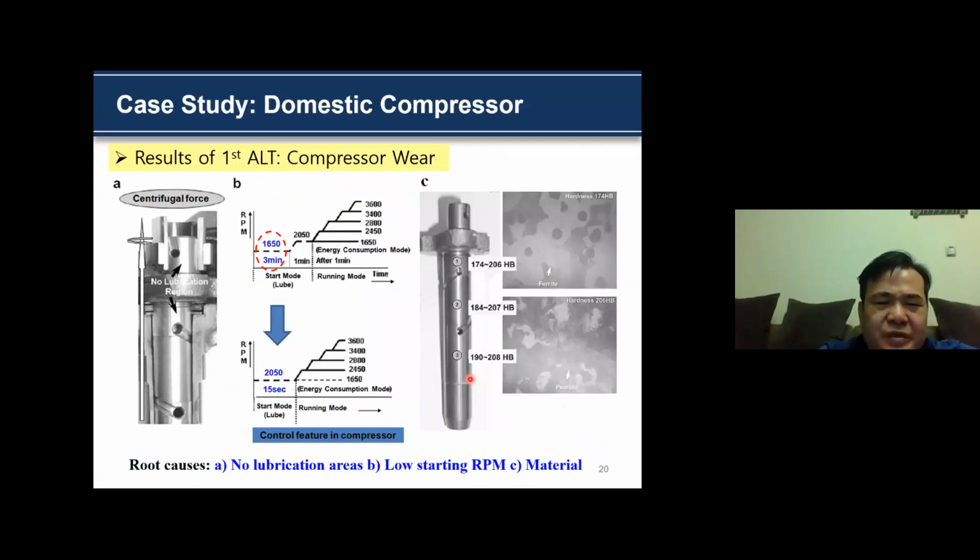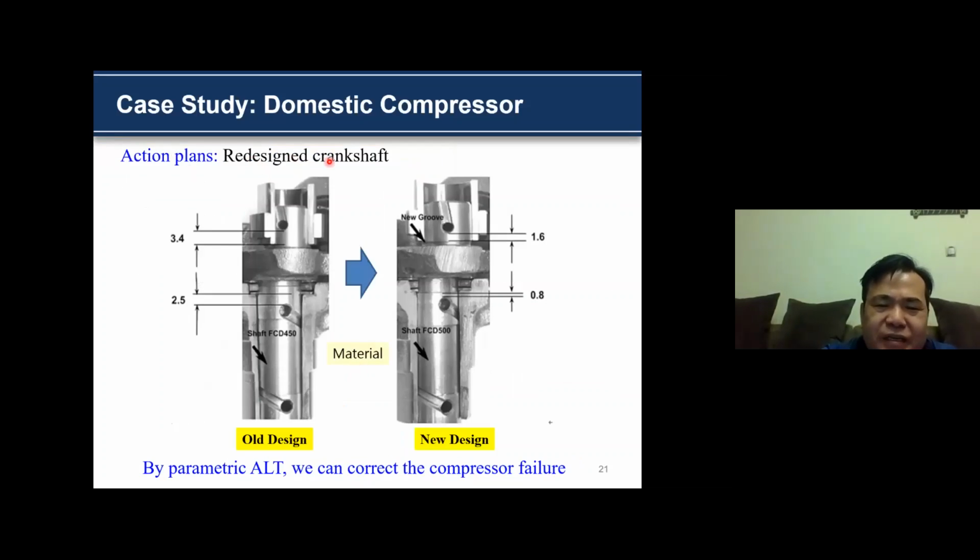I will tell you the root cause of the compressor wear. There are three root causes. One is lubrication of the area. Second is low starting RPM, and the material. As an action plan, we redesigned the crankshaft: relocating the hole, changing the hole size and the dimensions, changing the material, and adding U grooves. By parametric ALT, we can correct the compressor failure.